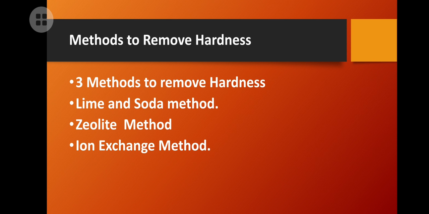Next are the methods to remove hardness. There are basically several methods. We will be discussing three methods for removal of hardness. They are the lime soda method, the ion exchange method, and the zeolite method. In my earlier lectures, I have already discussed the lime soda process and also the zeolite process. In this lecture, we will be discussing the ion exchange process.